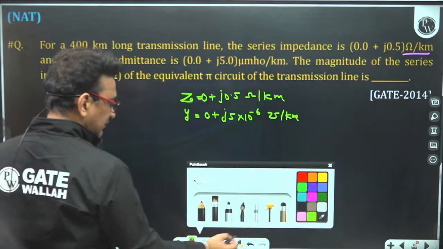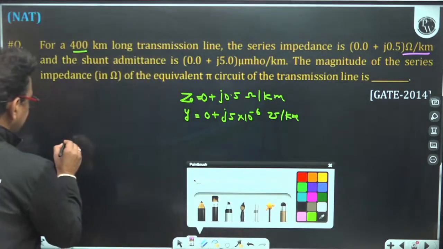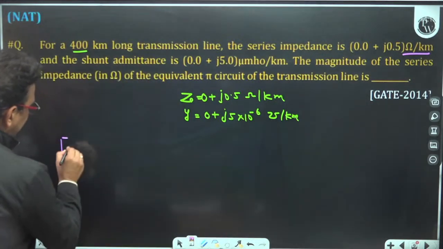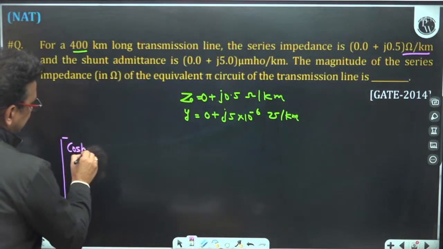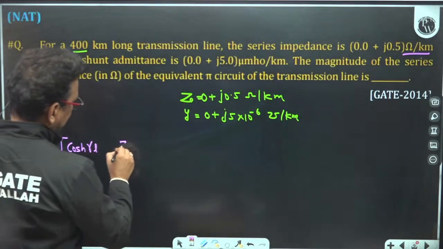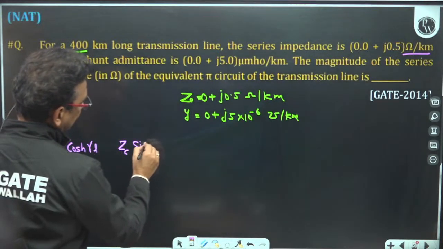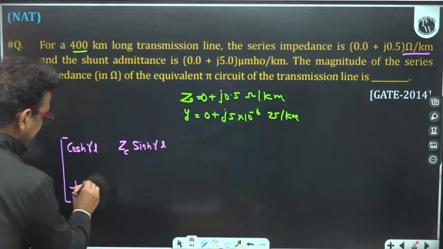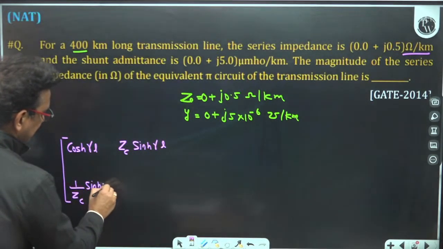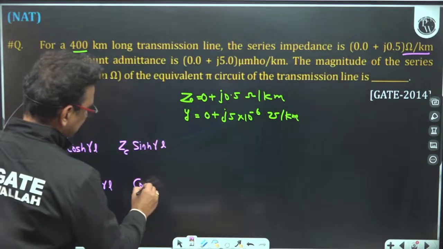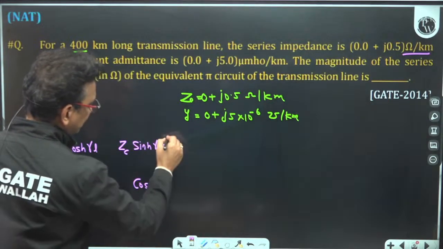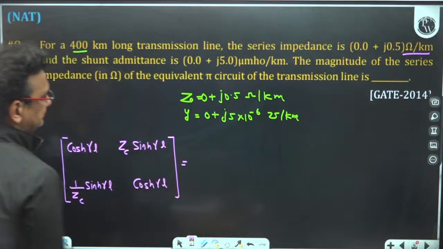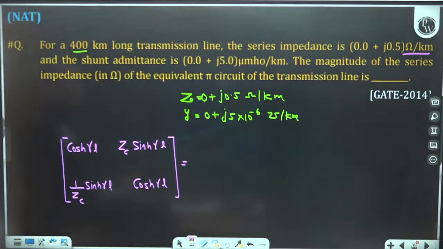Now, what is the long transmission line ABCD parameter? In the long transmission line, the ABCD parameter is cosh gamma L, ZC sinh gamma L, 1 upon ZC sinh gamma L, and cosh gamma L. No need to mug up all the formulas. Some formulas you can immediately derive here.